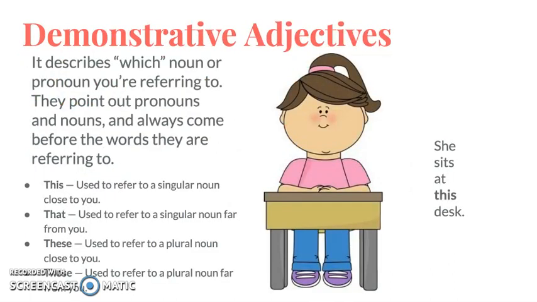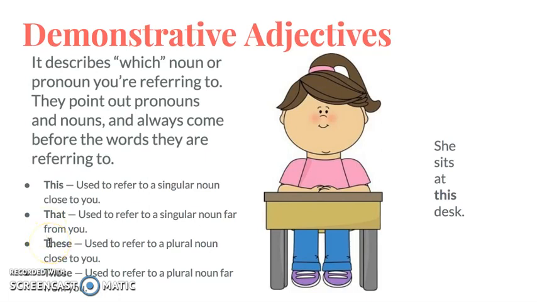Up next, we have demonstrative adjectives. It describes which noun or pronoun you're referring to. They point out pronouns and nouns and always come before the word they're referring to. The first demonstrative adjective we have is this. It's used to refer to a singular noun that's close to you. The next one we have is that. It's used to refer to a singular noun far from you.